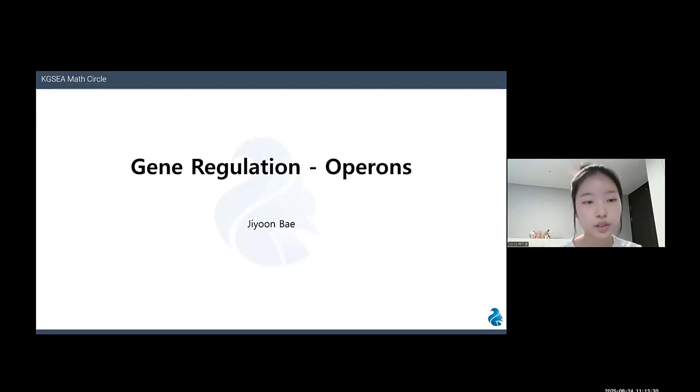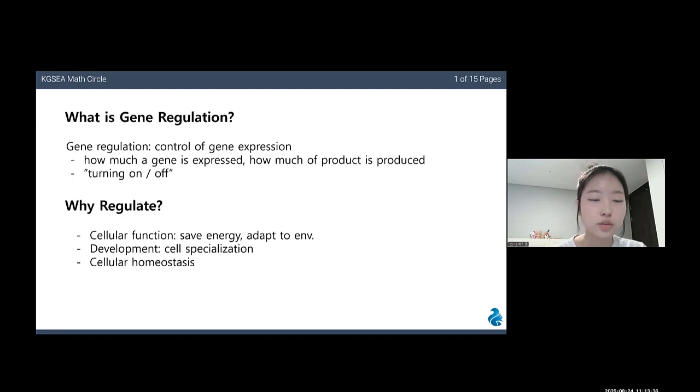Today I'll walk you through the basics of gene regulation, focusing on the concepts of operons. To begin with, gene regulation is the control of gene expression. In other words, it is how cells manage when and how much of a gene's product is made. This means turning genes on and off or adjusting how active they are.